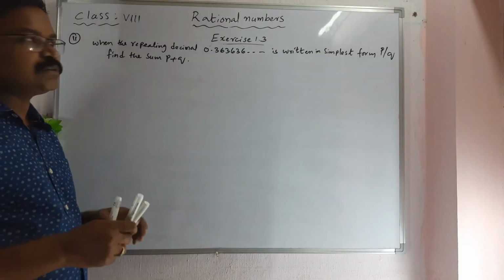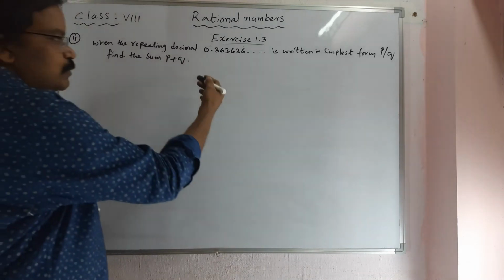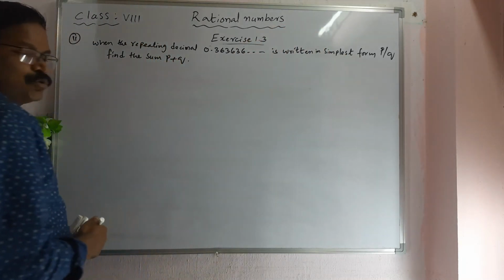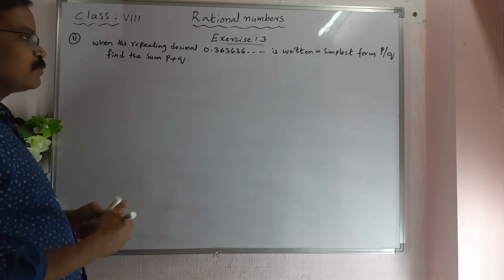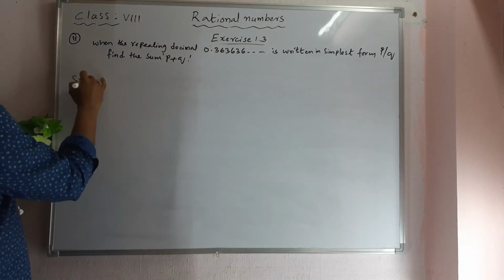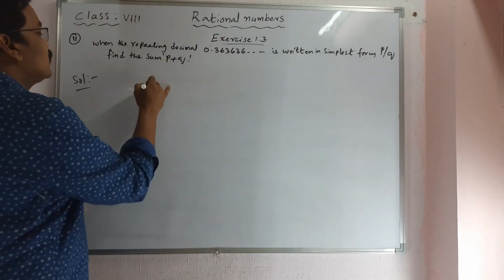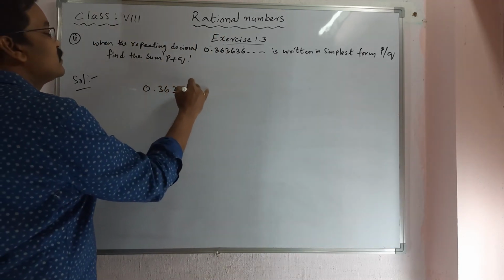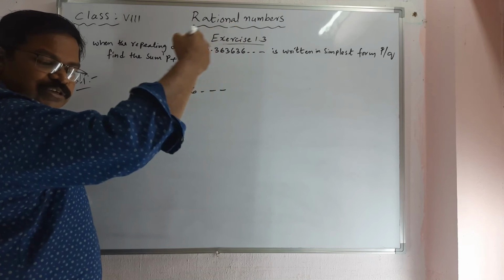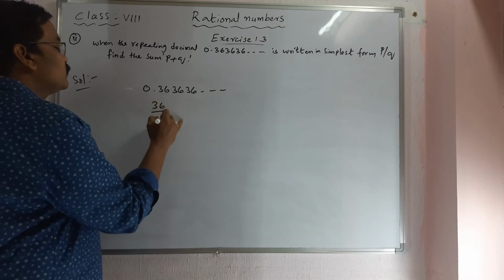Last sum in exercise 1.3 as well as the first chapter, rational numbers. When the repeating decimal 0.363636 and so on is written in simplest form p by q, the simplest rational number form p by q, find the sum p plus q. We have to find p plus q here. See what is the given repeating decimal: 0.363636 and so on.